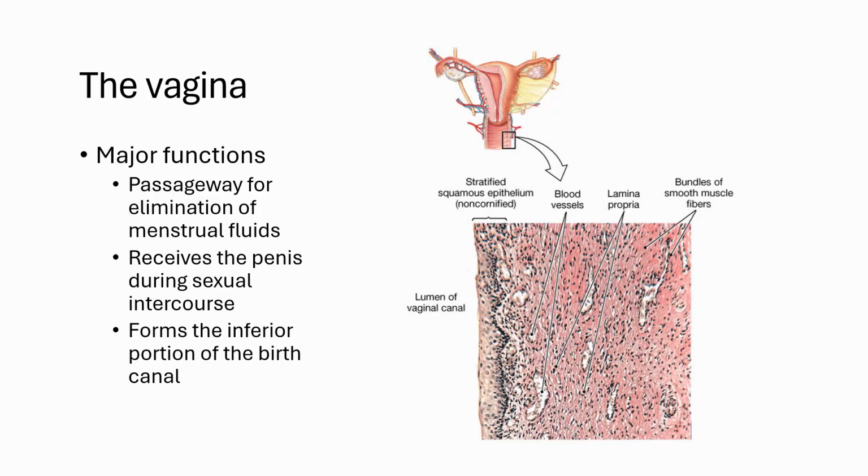Okay, the vagina is going to be the passageway for elimination of the menstrual fluids. It's going to receive the penis during sexual intercourse, and it forms the inferior portion of the birth canal. And you can see here that it's going to be made up of stratified squamous epithelium, non-cornified. Remember, the skin is cornified stratified squamous epithelium, the top layers are pretty much dead, sloughing off cells. These are non-keratinized, so the surface cells are going to be living cells. There's going to be blood vessels. We've got the lamina propria here. And then we're going to have bundles of smooth muscle fibers as well.